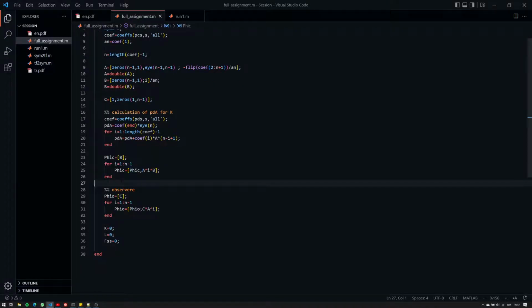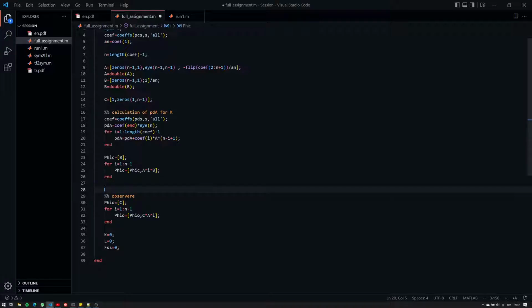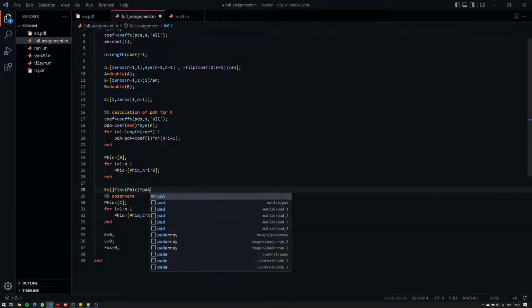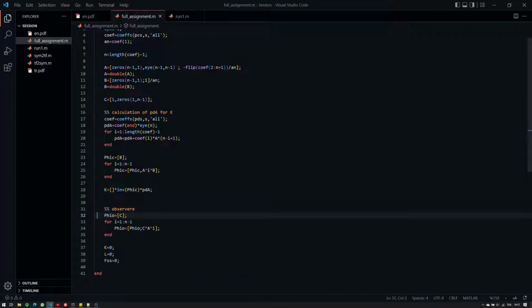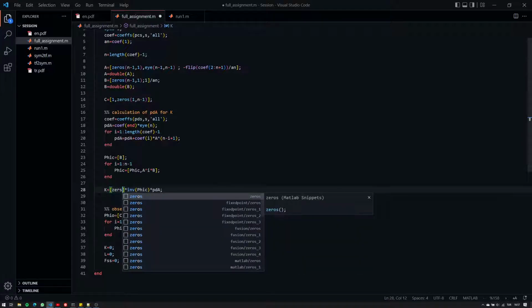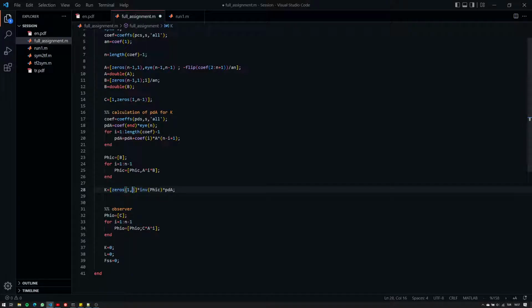At this point, I have phi c, I have PDA. All that's left would be, again, we need a certain structure here, but then the inverse of phi c, and then times PDA. Let me get rid of c because that's not necessary. So this structure is already familiar because we already had that. So this would be a zeros vector, one row, n minus 1 columns, and the last term would be equal to 1. And then we take the inverse and then PDA, etc.